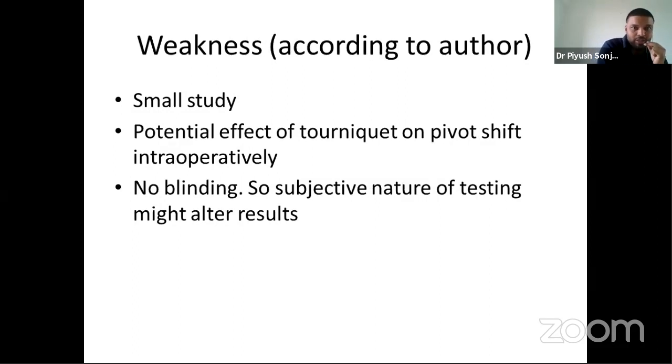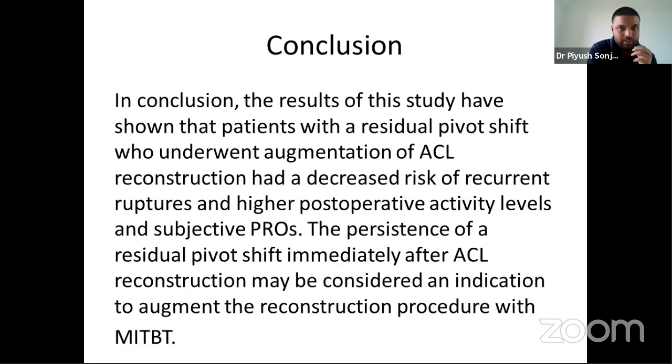So according to the author, what was the weakness of this study? This study was very small, only 27 and 28 patients in each group. And they have given this cause, but I don't think it is important. Potential effect of tourniquet. They have measured the pivot shift before application of tourniquet, and the residual was measured after application of tourniquet. So they imagine there must be some difference, but I don't see that. There was no blinding in this study, so subjective nature of testing might alter the results.